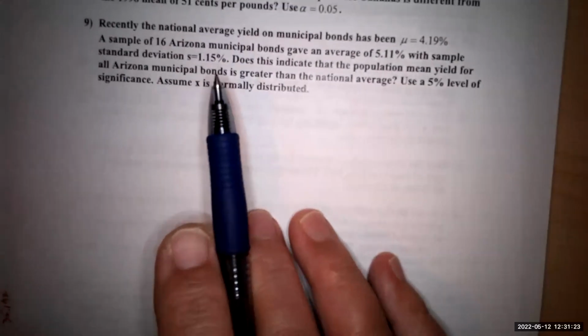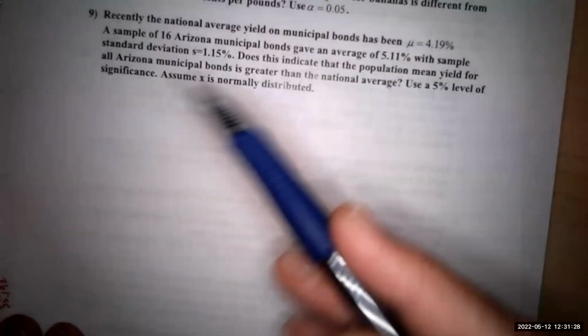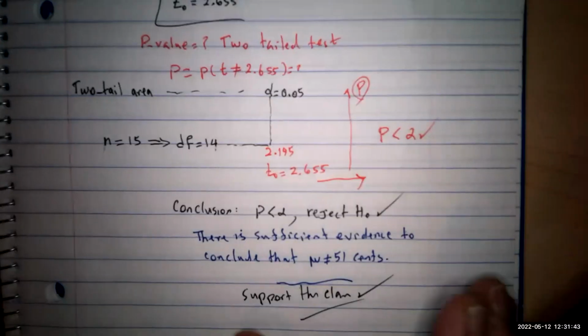The S is given to you. S is 1.15, and they ask the question. So the difference is that in the previous one, you have to use your calculator to find the X bar and the S. For this one, no, it's already there. So I'll just show you the setup because I won't get time to do it, and then you check it for yourself.